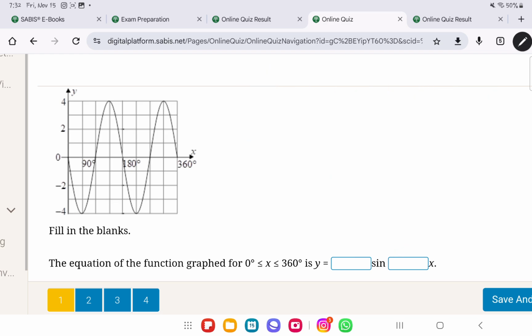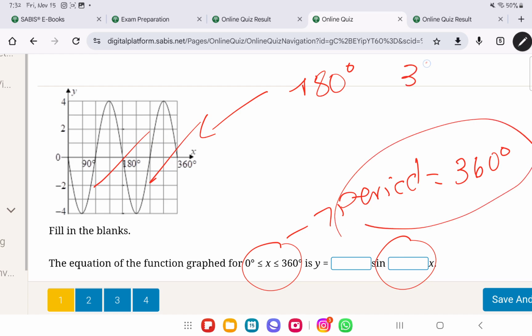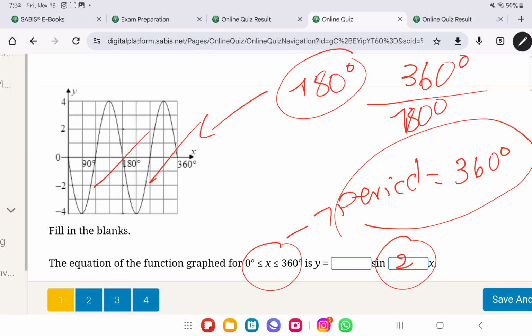I'm going to repeat this because it's a very important concept. We have our period over here, which is 360 degrees. And here, if you look, you will see that the period is how much? 180 degrees. So to find this number over here, the number next to x, not next to sine x, next to x, is what? It is going to be the original period, which is 360 degrees, divided by the final period, which is 180 degrees. So it gives us 2.